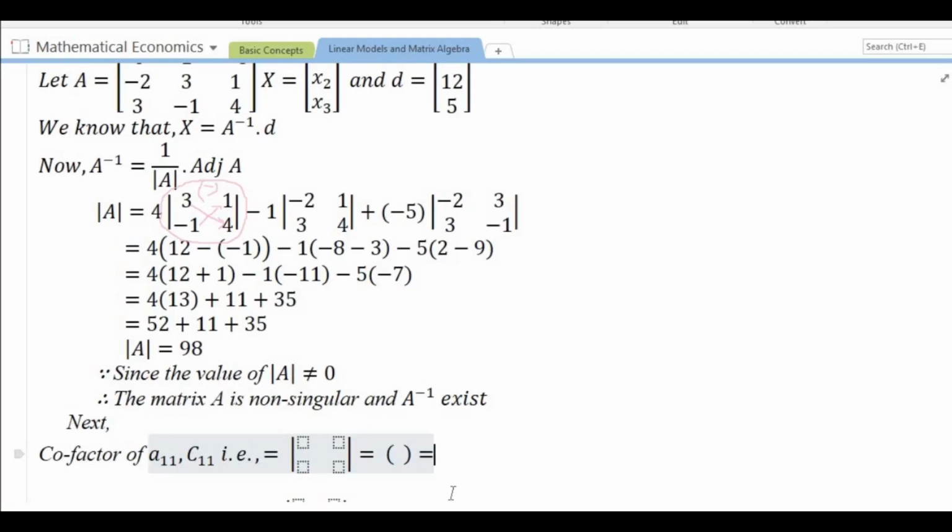I hope you still remember the steps involved in finding the inverse of a matrix. The first step is finding the determinant of the given matrix, which we have completed. The second step involves finding the cofactor of each element of the given matrix and arranging the cofactors in a matrix which is known as the cofactor matrix.